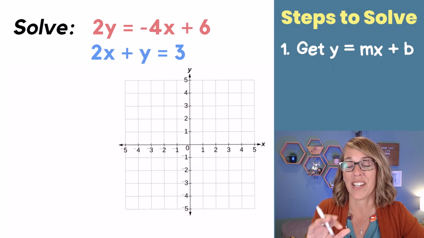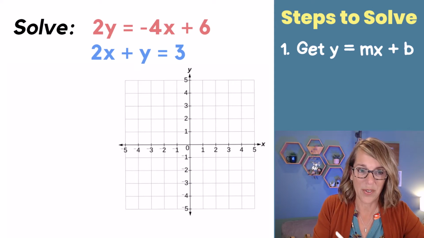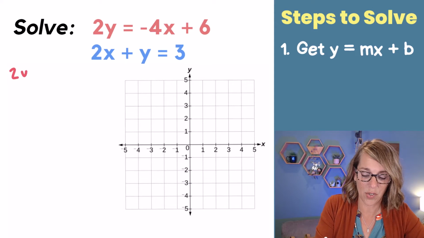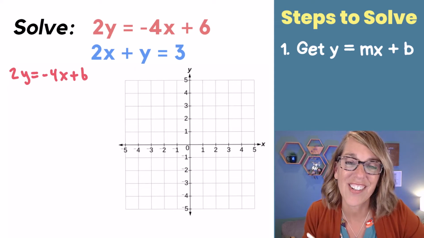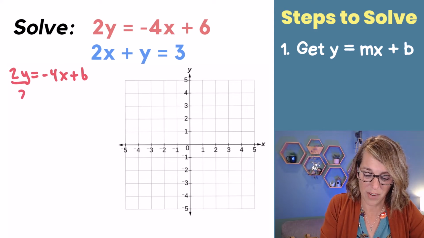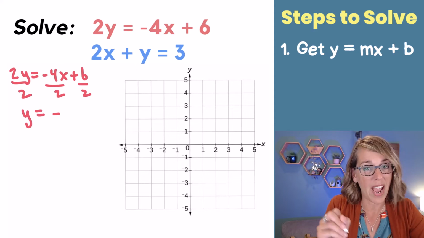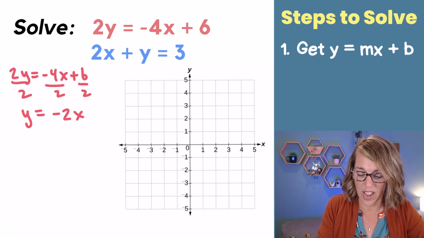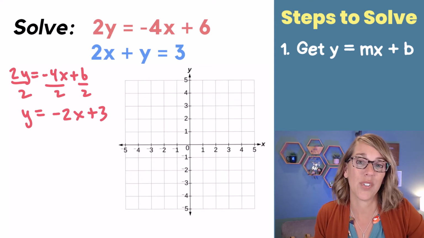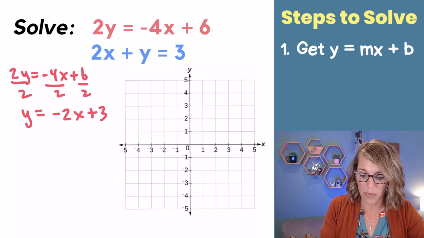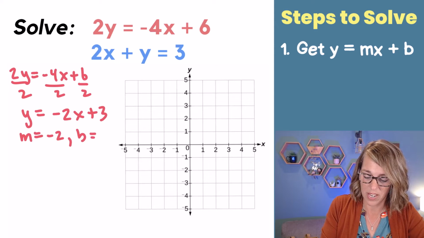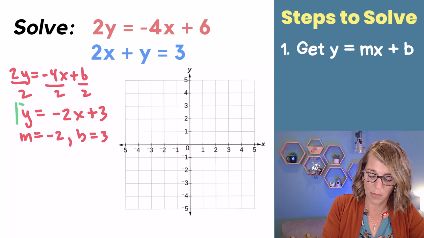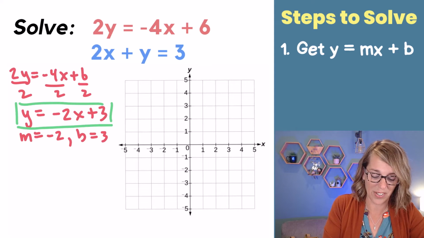Now, again, our first step is to get both of these into slope-intercept form. So let's go ahead and do that with that first one. I've got 2y is equal to negative 4x plus 6. It's almost there. I just need to divide everybody by a 2. So divide by 2, divide by 2, divide by 2. Y is equal to, just doing the math, negative 4 over 2 is negative 2x. 6 over 2 is equal to 3. Now for this one, I've got both my slope, so m is equal to negative 2, and my y-intercept, b is equal to 3. So there's my first equation in slope-intercept form.